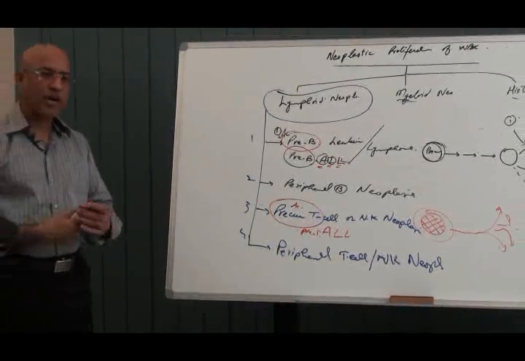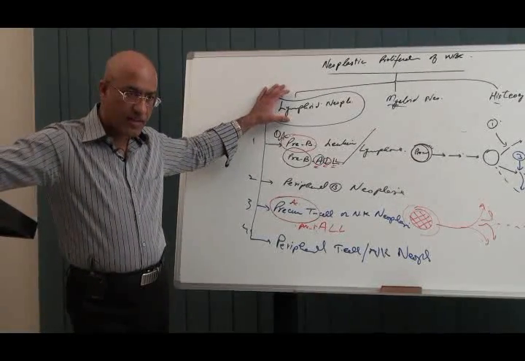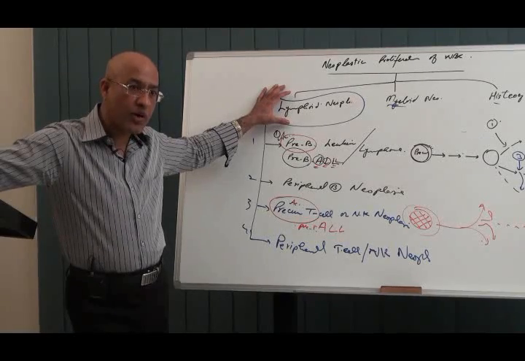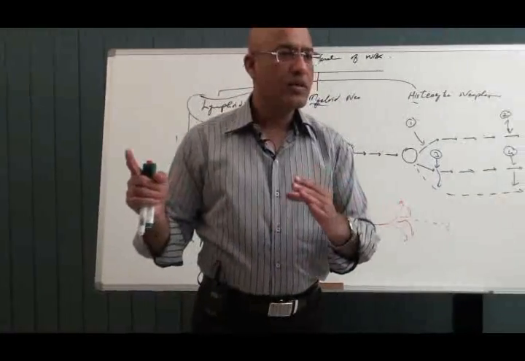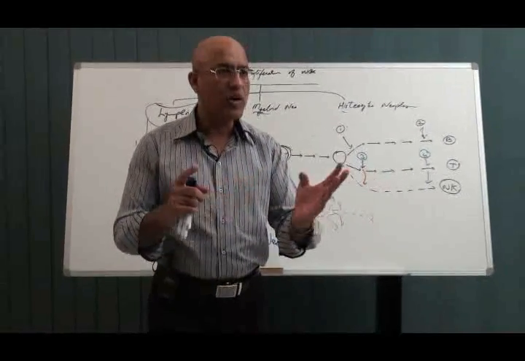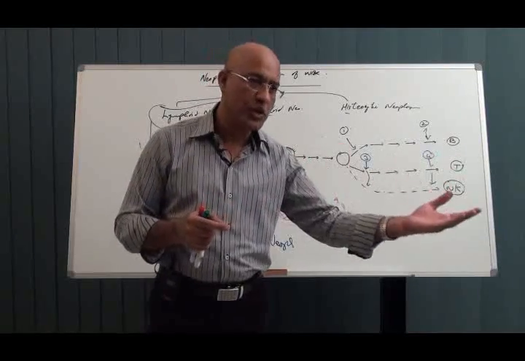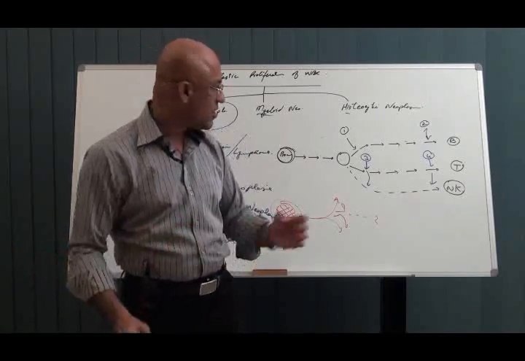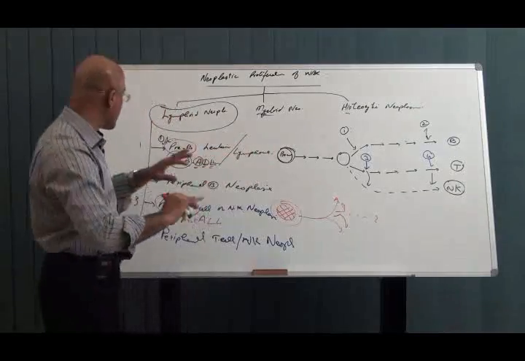Now, again, repeat it here. We are doing the WHO classification of lymphoid neoplasia. No need to memorize, it's very simple. You talk about the B cell series or the T cell and NK cell series. B cell may be precursor cell, then mature peripheral cells. T cells and NK cells may be precursor cells, then mature peripheral cells. Is that clear? Yes. Then it becomes easier.